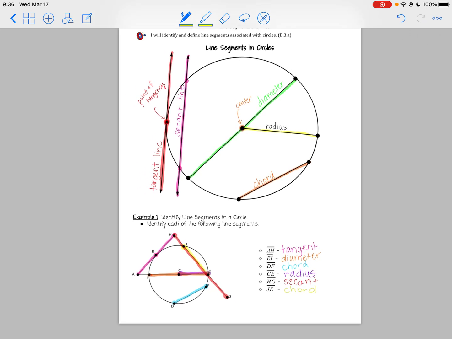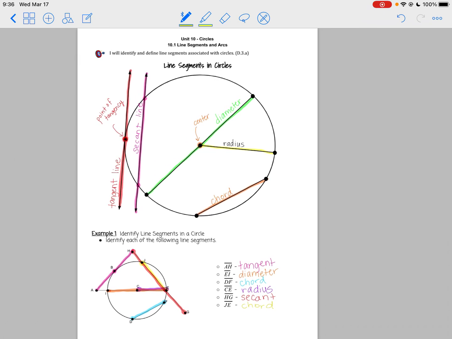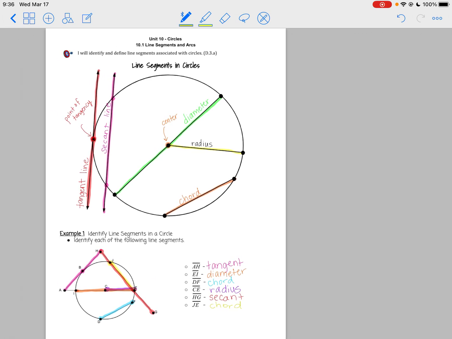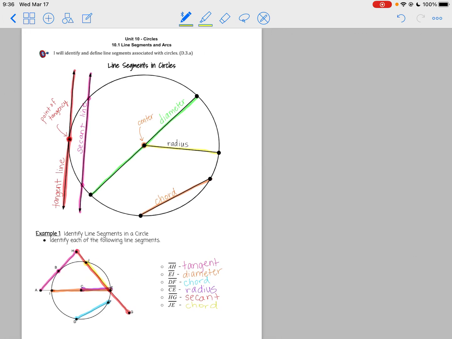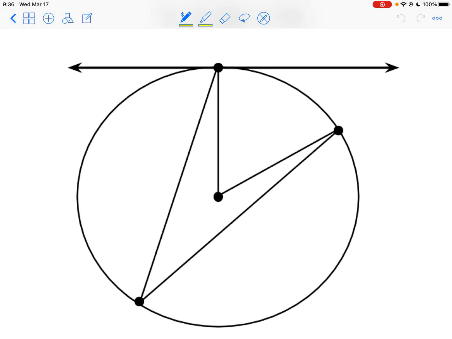All right, so next we're going to look at the angles and chords that are created by those line segments. So identifying what kind of segments we're working with will help us figure out what kind of angle or arc we're looking at. So first, if we look at this line that is exterior to the circle here, we can see a tangent line is drawn.